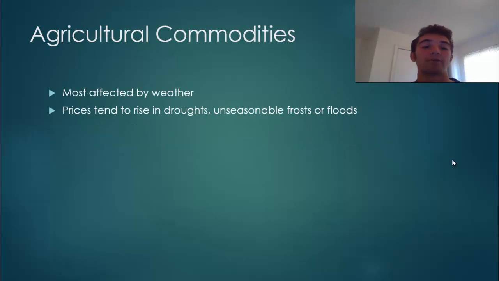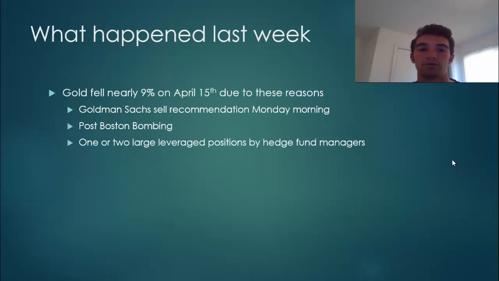And regarding agricultural commodities, these are different from the other ones. These are mostly affected by weather. The prices tend to rise in droughts, unseasonable frosts, or floods. An example of this was last June and July, when corn and wheat went up as high as 20% because of the droughts in the United States. Other examples: in South America, if there's frost, coffee could go up, or if there's unseasonable weather in Florida or California, that could drive up the price of orange juice.